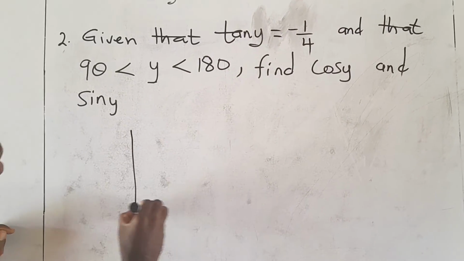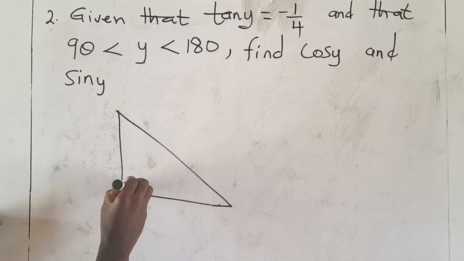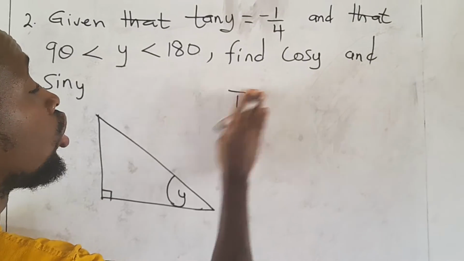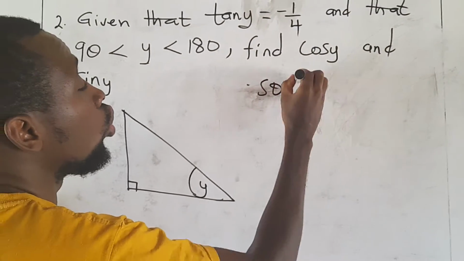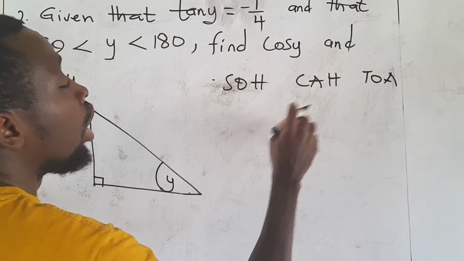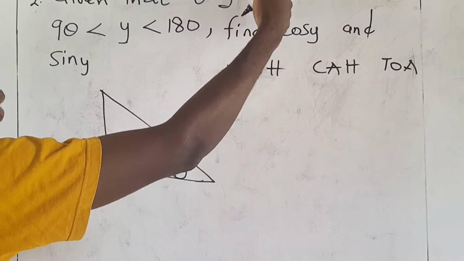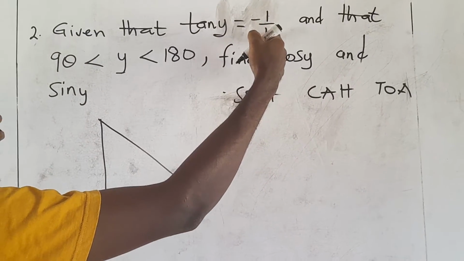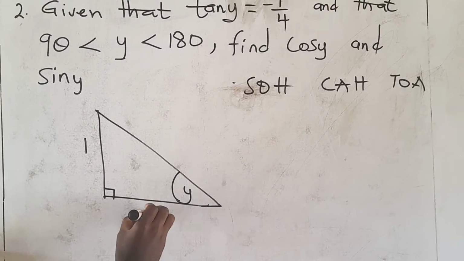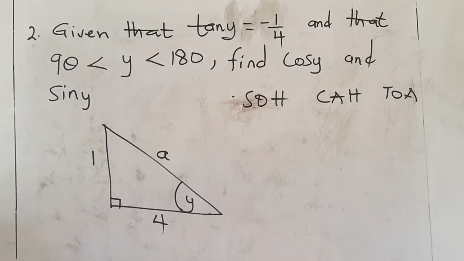So now let's go. We need to use the Pythagoras theorem to find all the three possible sides. So this will be our y. From our mnemonic scheme, SOHCAHTOA, our tan is opposite over adjacent. So 1 over 4, the 1 is the opposite, and the adjacent is 4. So the side against the angle is the opposite, and the adjacent will be 4. The other side, which is the hypotenuse, we can give any variable to.